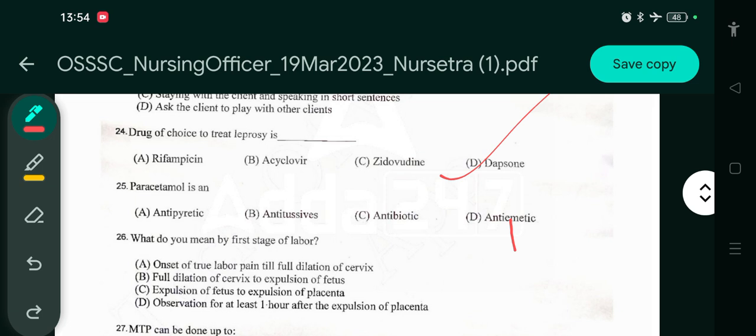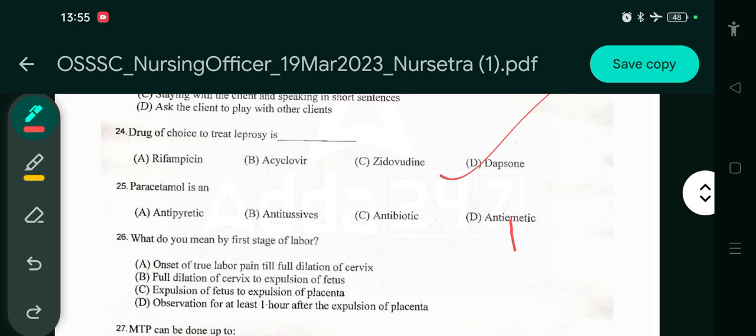Leprosy is classified in two types: paucibacillary and multibacillary. If a patient has 1 to 5 skin lesions, we consider that paucibacillary, and if the patient has more than 5 lesions or any smear positive, we consider it multibacillary. In paucibacillary we use MDT with RD, R for rifampicin and D for dapsone, and in multibacillary we use RCD, rifampicin, clofazimine and dapsone. These are the treatment regimens for treating leprosy, but this one is the old question.